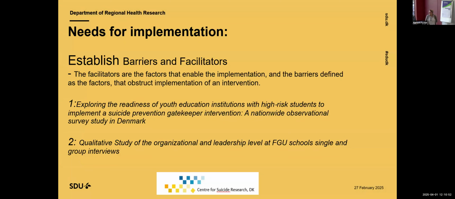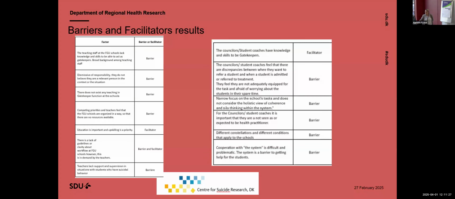Then we established barriers. So we did a needs assessment for the implementation, not a needs assessment of whether it is needed, but rather what is needed to implement this. So we established barriers and facilitators. We explored, as I previously told, in this nationwide observational survey study, whether they have the readiness to implement this intervention. And then we did a qualitative study at the organizational level to find barriers and facilitators for this intervention overall. So we established 12 facilitators and barriers for the implementation of a Gatekeeper intervention, mainly barriers, which often is the case. But one of the facilitators we found was actually that these schools have something called student coaches.